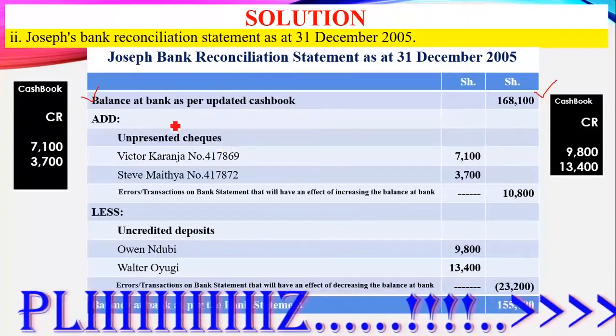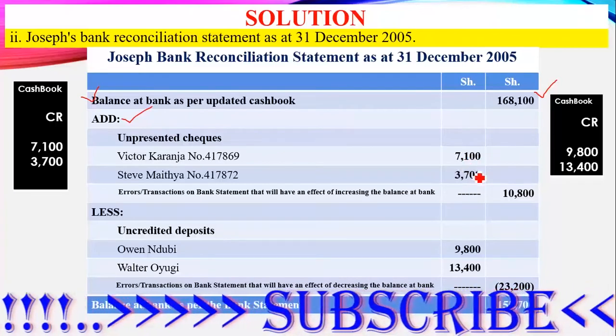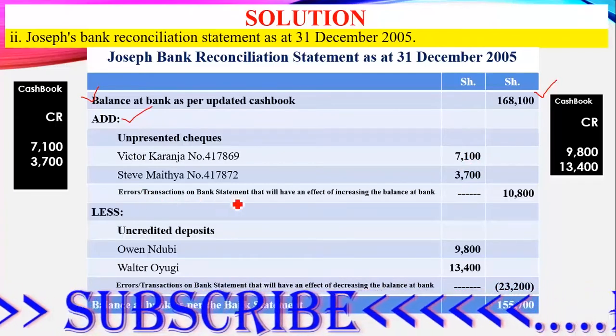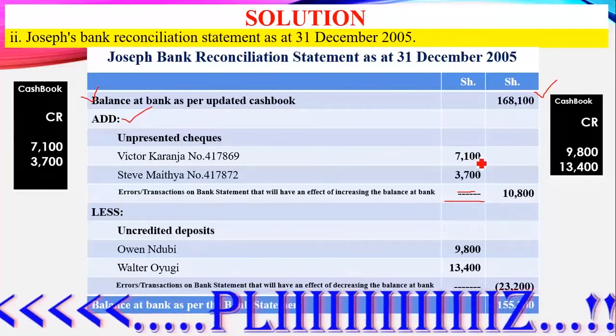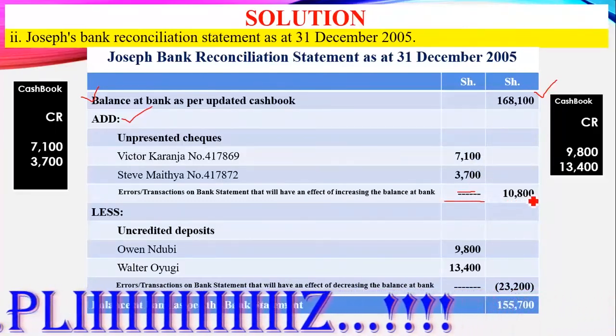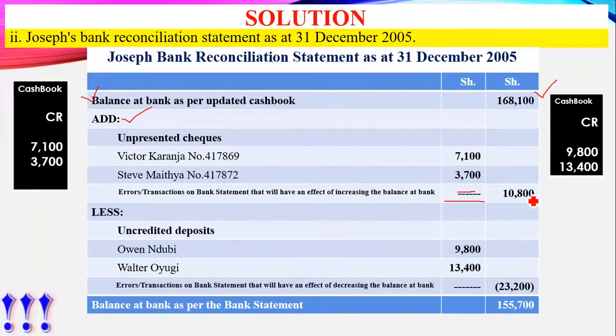So unpresented checks, we are supposed to add them to this figure here. So we have these two. We don't have any errors, so this will be a dash. We get the total here. This is 7100 plus that 700, which is 10800, right? Then we proceed to the other side.